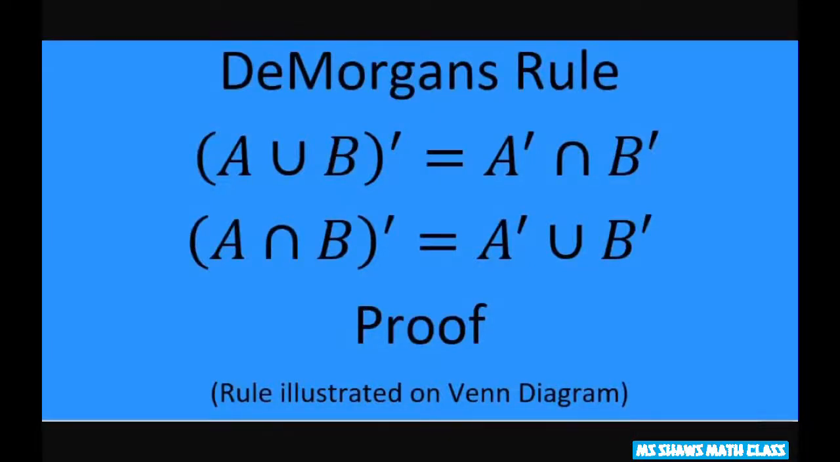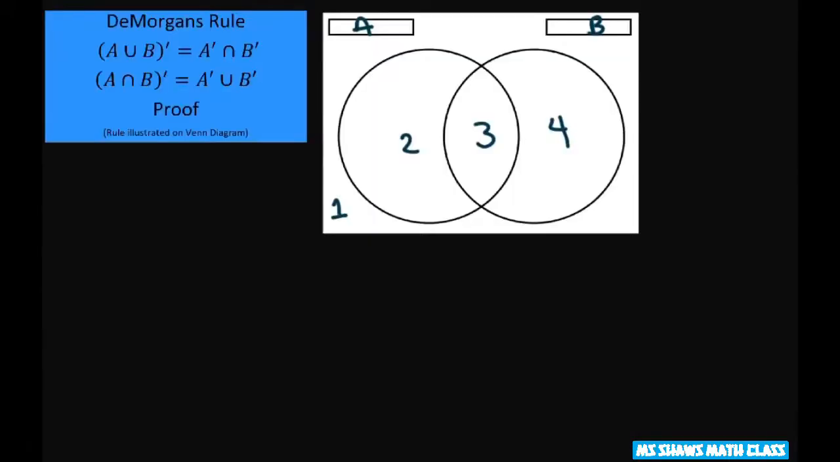Hi everyone, this is a video on DeMorgan's rule, which is given here. We're going to do the proof, and we're also going to illustrate the rule on a Venn diagram, which we'll do first. So I labeled the areas 1, 2, 3, and 4. So when you look at that, let's look at this part right here.